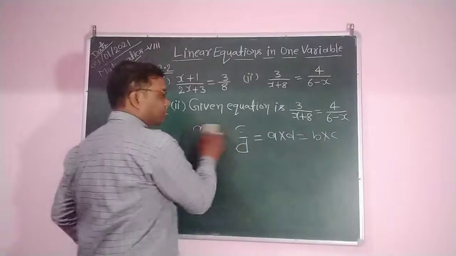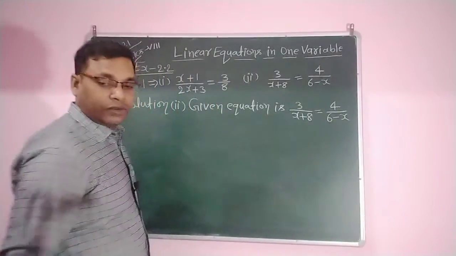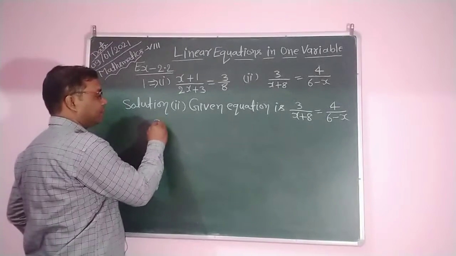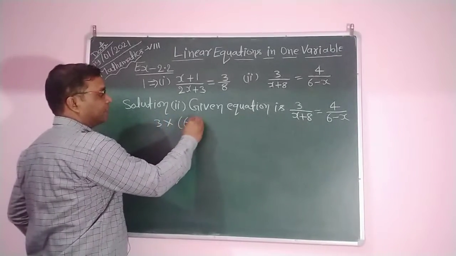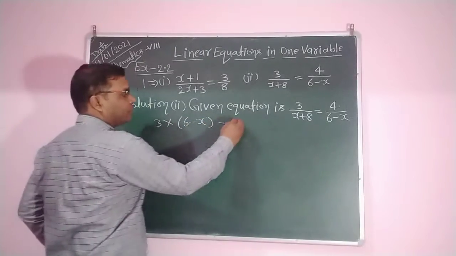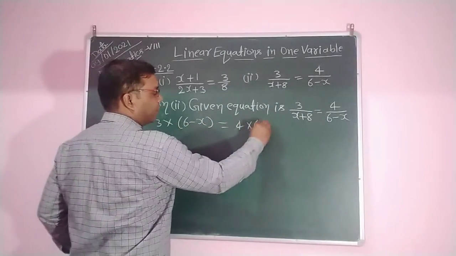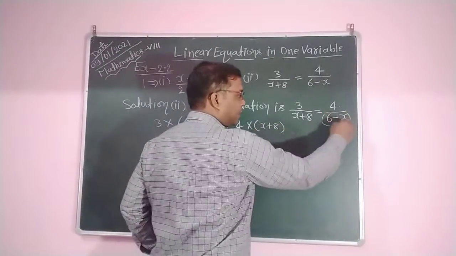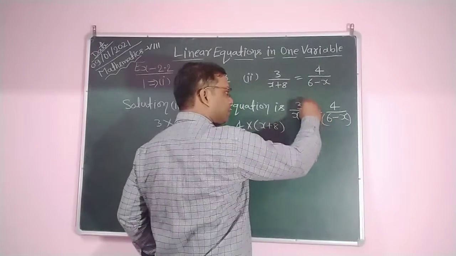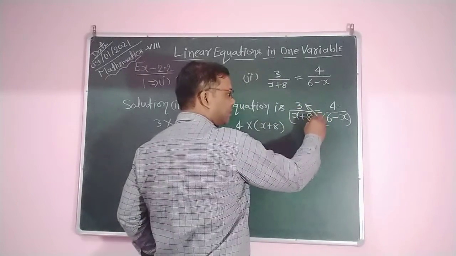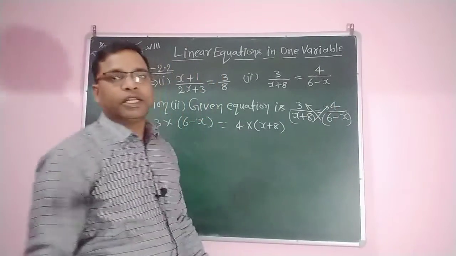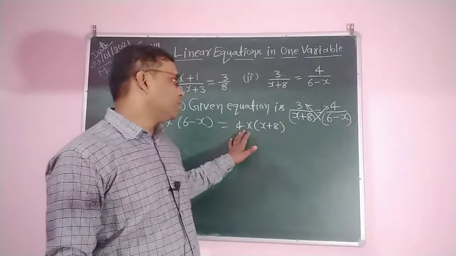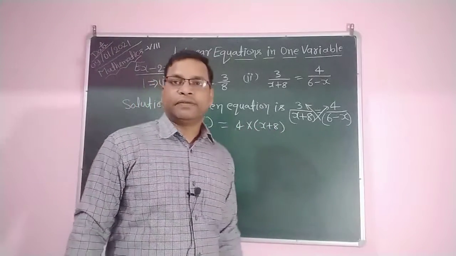So we can write 3 into 6 minus x is equal to 4 into x plus 8. Is this clear? We multiply this denominator with this numerator, and again this denominator with this numerator. Clear? So we get 3 into 6 minus x is equal to 4 into x plus 8.